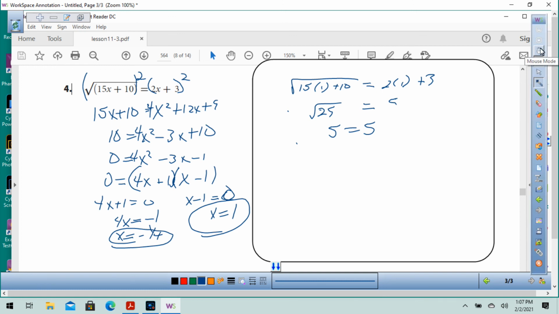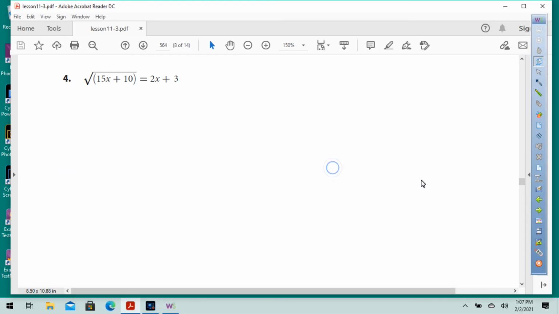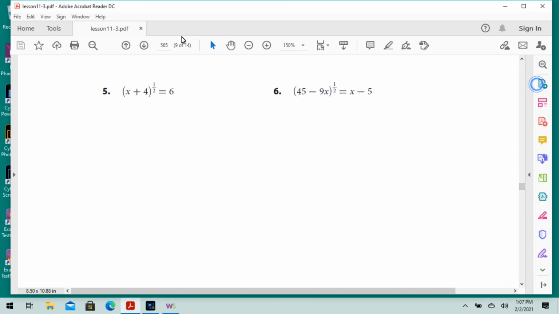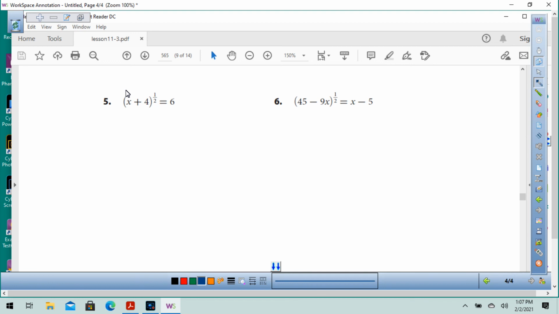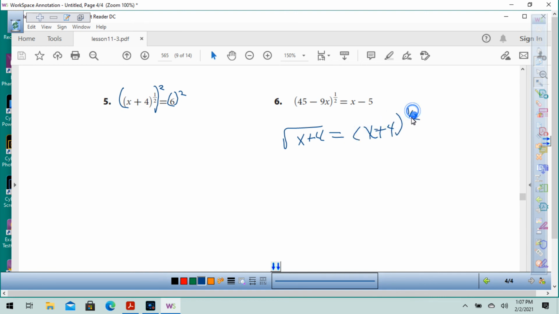Now let's see. Number 5. Well, how do we get rid of this 1/2? Let's square it, and then square this. Because remember, the square root of x plus 4 equals x plus 4 to the 1/2 power. Those are the same.